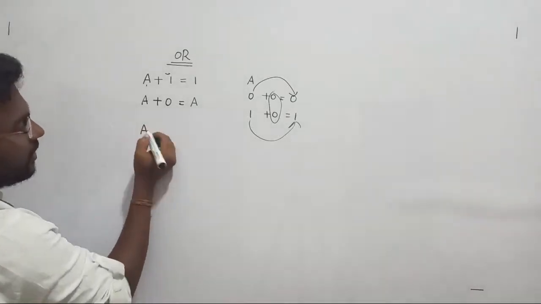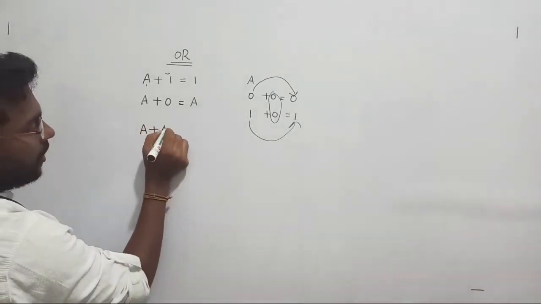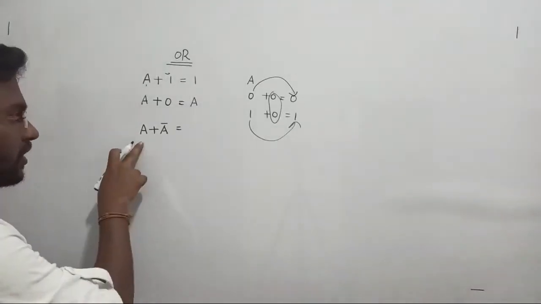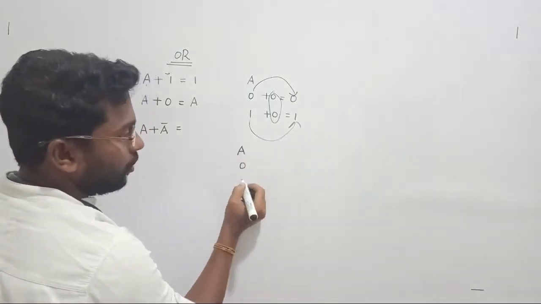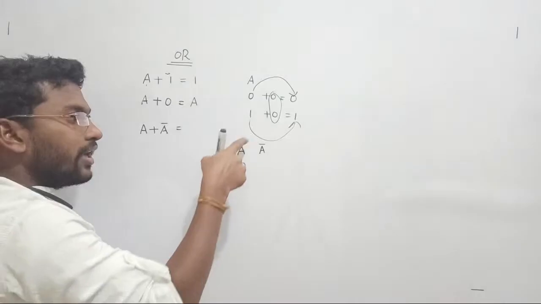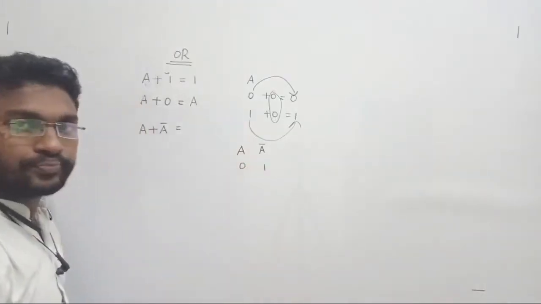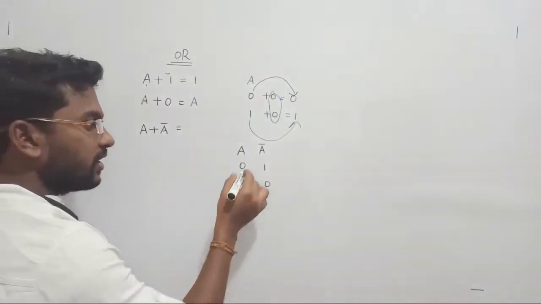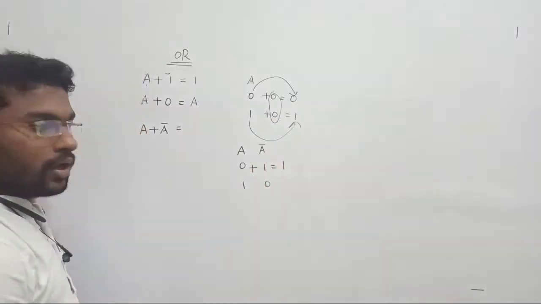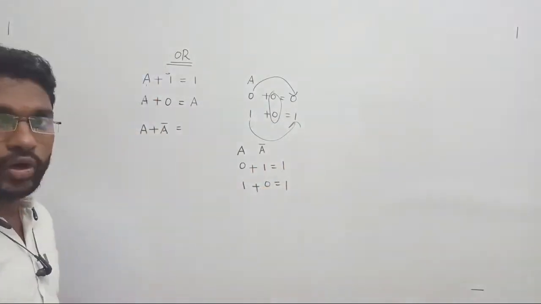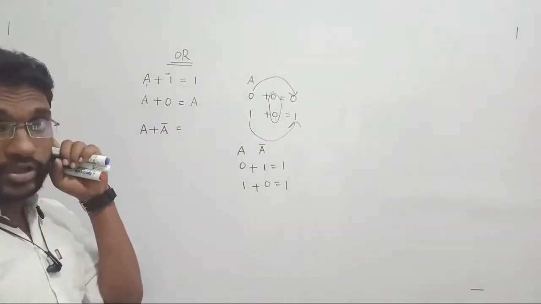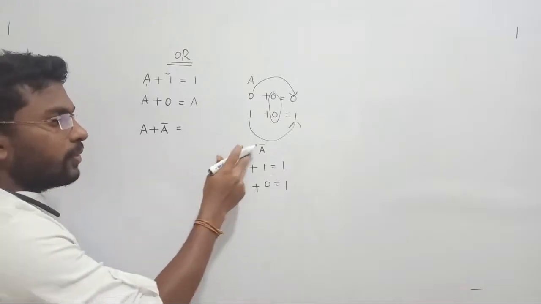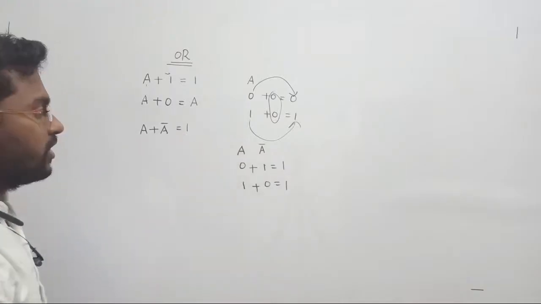Now the third conclusion is, I have A and I am adding it with A bar. A bar means the complement of A. If A is 0, then A bar, the complement of A, will give you 1. If A is 1, then the complement A bar will be 0. There are only two possible combinations. If I add these two values, it should be equal to 1, since we are doing the OR operation. At least one pin is enabled, so the output will be enabled. So A plus A bar will always be equal to 1. That is the next conclusion.